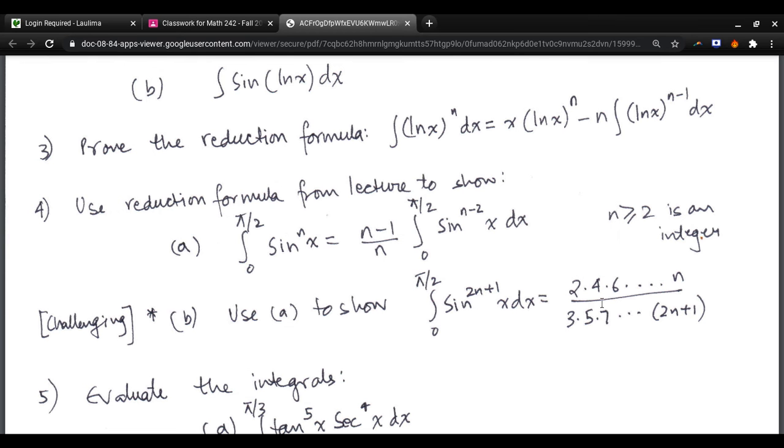Part B here is challenging. What you have to do here is follow through until you reach the end. You have to apply the reduction formula multiple times, and then look at the pattern.